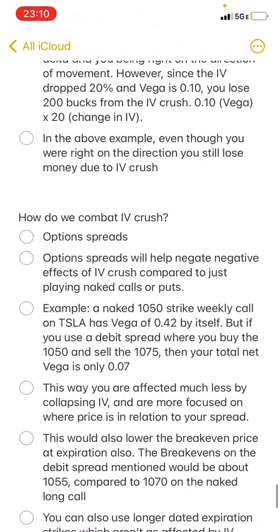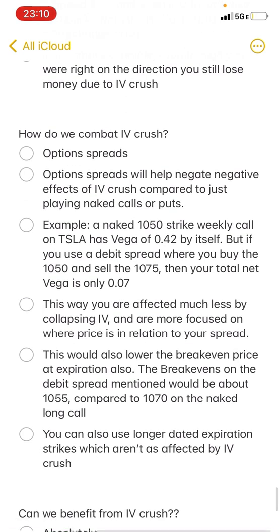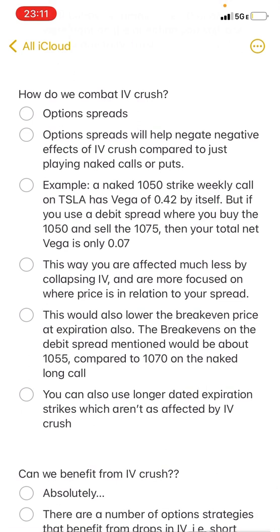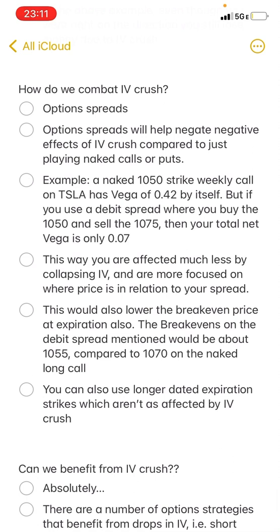So what can we do about that? How can we avoid that? How do we combat IV crush, right? Option spreads is the obvious answer, right? Option spreads help negate the negative effects of IV crush compared to just playing naked calls or puts, okay? So for example, and actually I used the options chain for this here recently, a naked 1050 strike weekly call on Tesla has a vega of about 0.42 just by itself, okay?